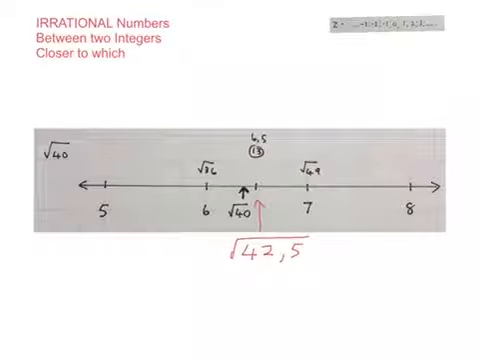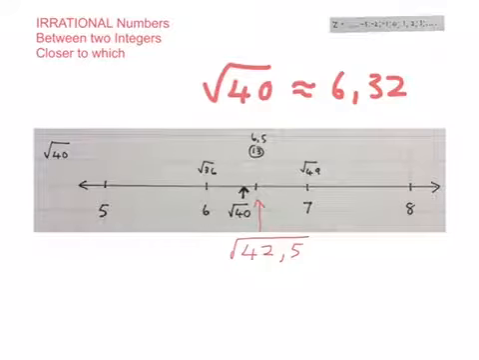Now just quickly, the square root of 40 lies between the square root of 36 and the square root of 49, which is between 6 and 7. Then we take 49 minus 36, which is 13. Divide by 2 is 6,5. If you add the 6,5 to the 36, you're going to get 42,5. That's around about the middle. And the square root of 40 is less than the square root of 42,5. That's why you put your arrow over there.